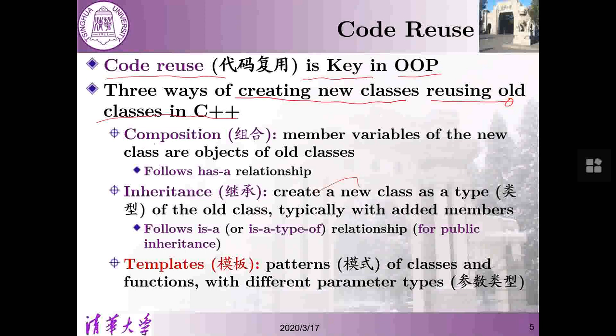So how to support this kind of code reuse? We have two grammars. One is composition, another one is inheritance. And more importantly, there is a template. Actually, template is different from composition and inheritance, because composition and inheritance we use to define new classes. However, templates are patterns of classes with no parameter types. That means you can use this pattern and give it some parameter type, for example, int.